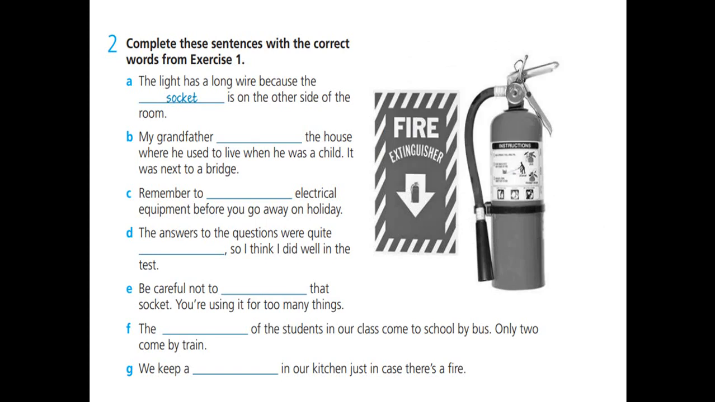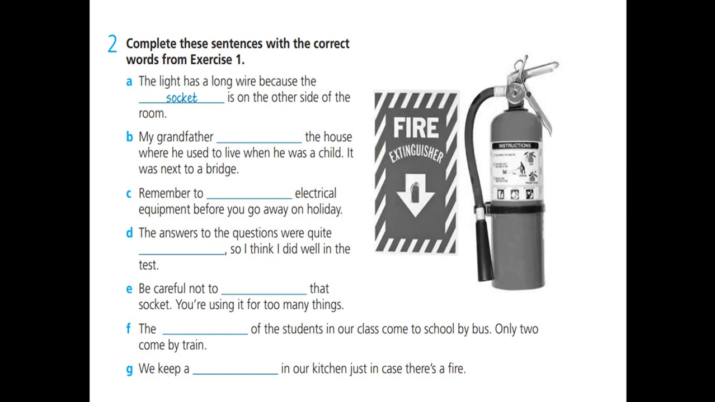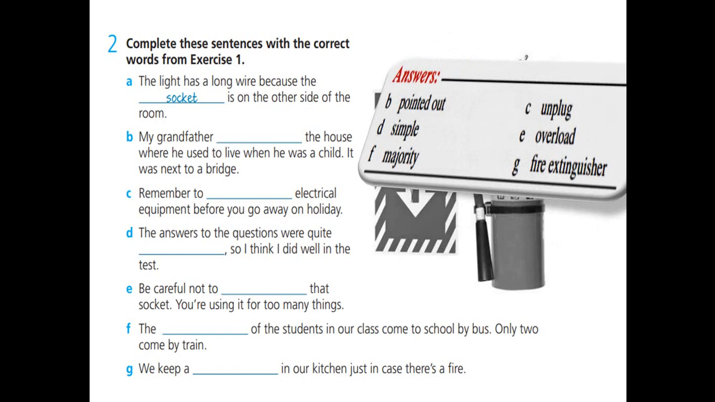Number G, or number F first. The space of the students in our class come to school by bus. Only 2 come by train. So this is the greatest number, that is called the majority. And finally, we keep a space in our kitchen just in case there is a fire. So like this one, we keep fire extinguisher.